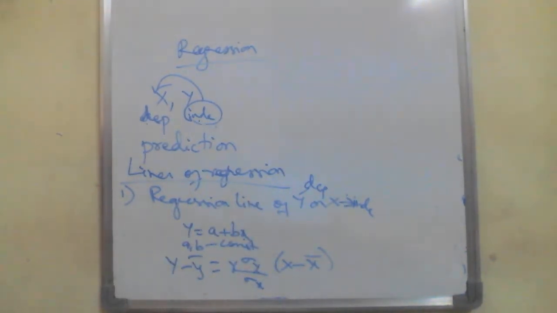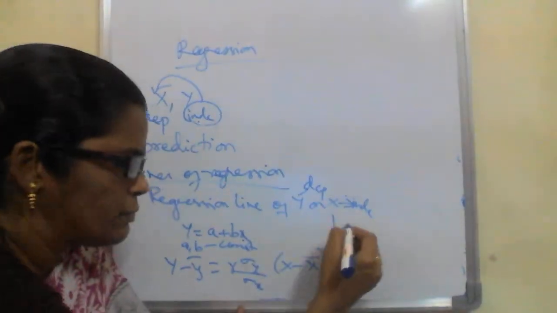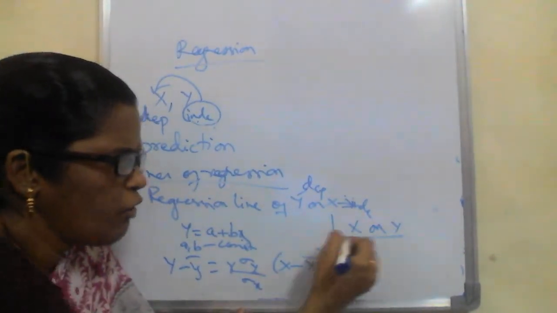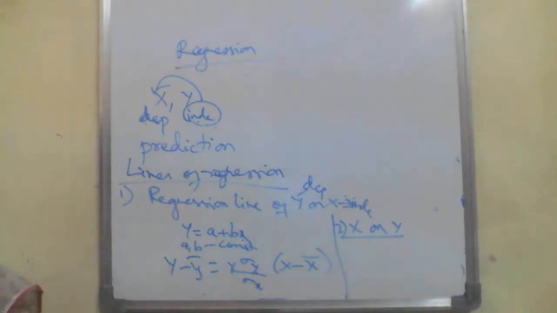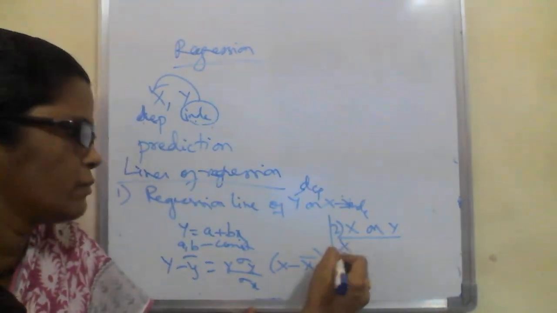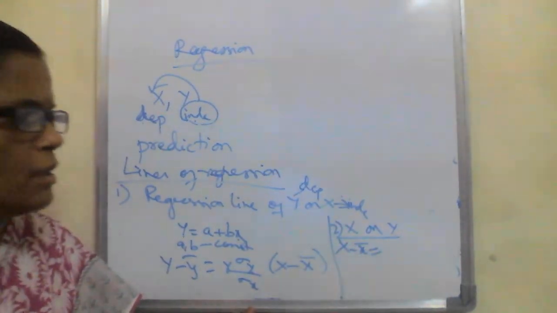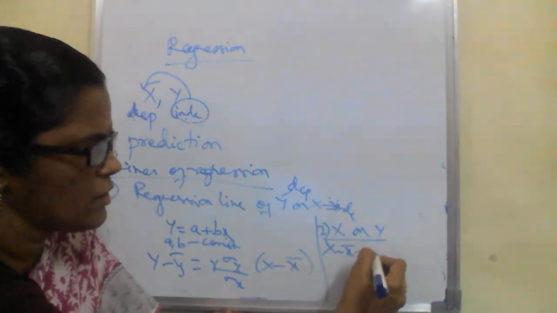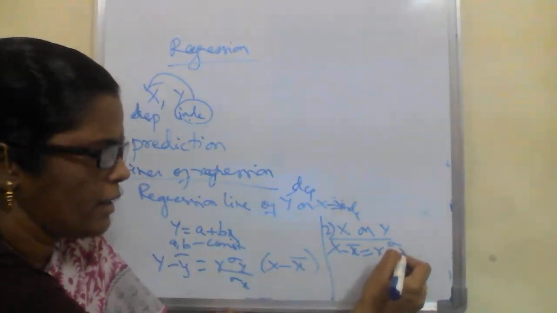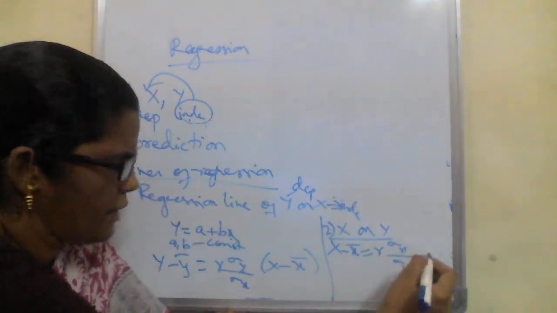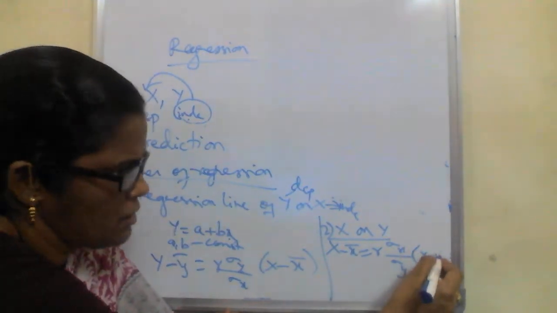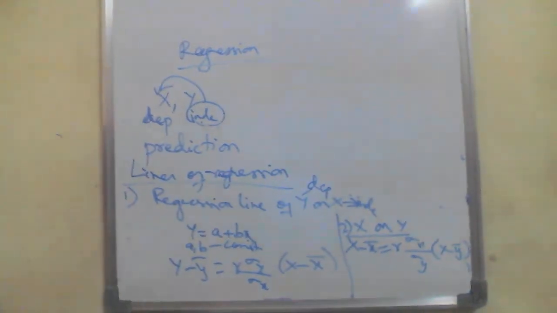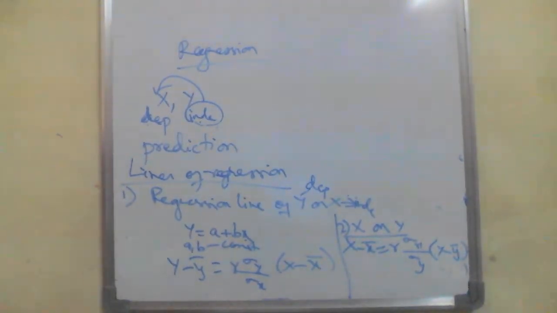Similarly, for x on y, it is x minus x bar equals r sigma x by sigma y into y minus y bar. Same thing but opposite. So these are the lines of regression of x on y and y on x.